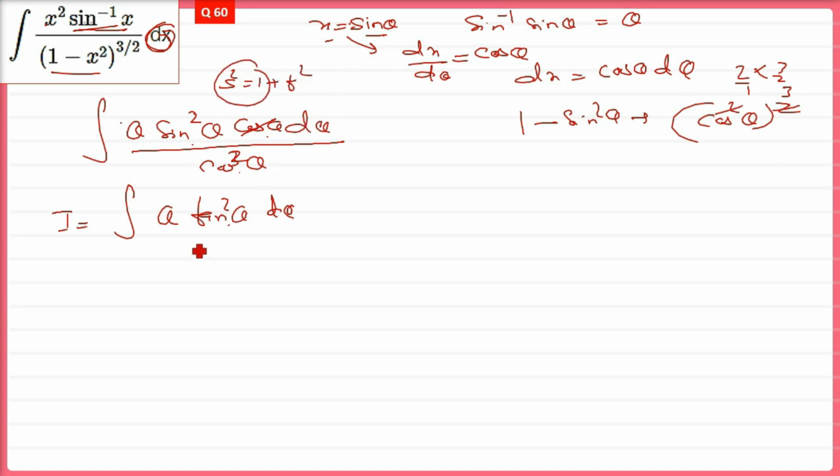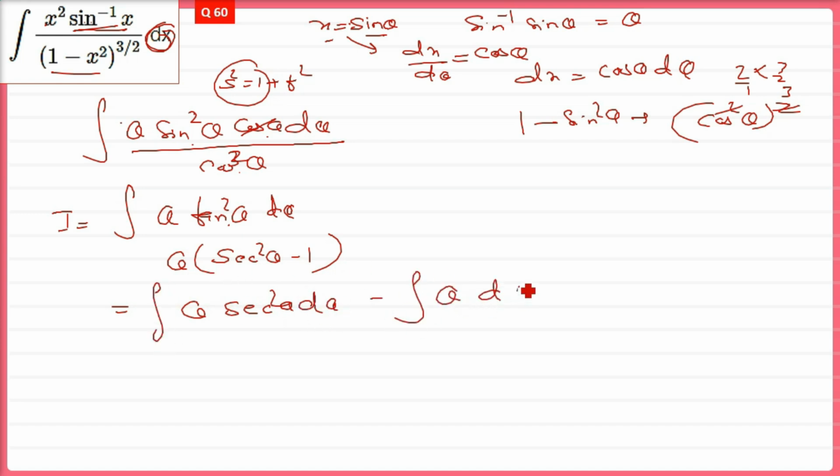In place of tan square theta, we will write sec square theta minus 1. And there is a theta already, so multiply this theta into sec square theta minus theta. So there are two separate integrations we are going to perform here. See, the second term is quite easy. It will be simply theta square by 2, just like x dx, x square by 2. So it will be minus theta square by 2, plus constant of integration, of course constant will come.